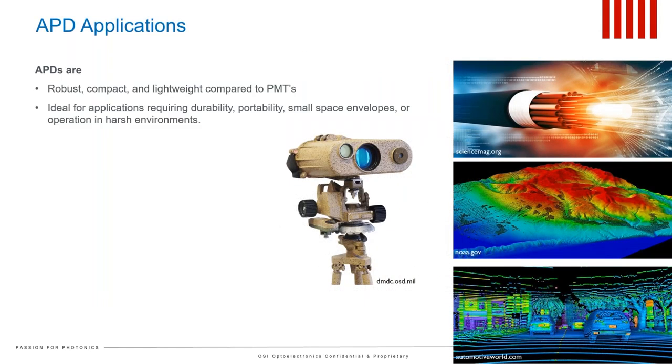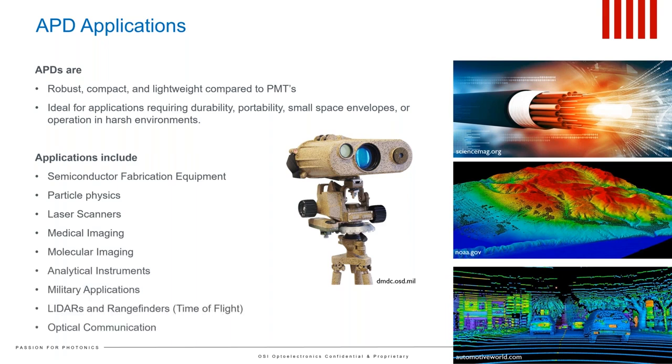In some ways, APDs can be considered as an alternative to photomultiplier tubes. They have advantages of operating at lower bias and smaller size, but the drawback is lower dynamic range. An important feature of APDs is their high reliability at various environmental conditions. Avalanche photodiodes have found lots of applications in scientific research and various industries, which include semiconductor fabrication equipment, laser scanners, medical imaging, molecular imaging, high-energy physics, analytical instrumentation, and most recently, LiDARs, rangefinders, and of course, optical communication.